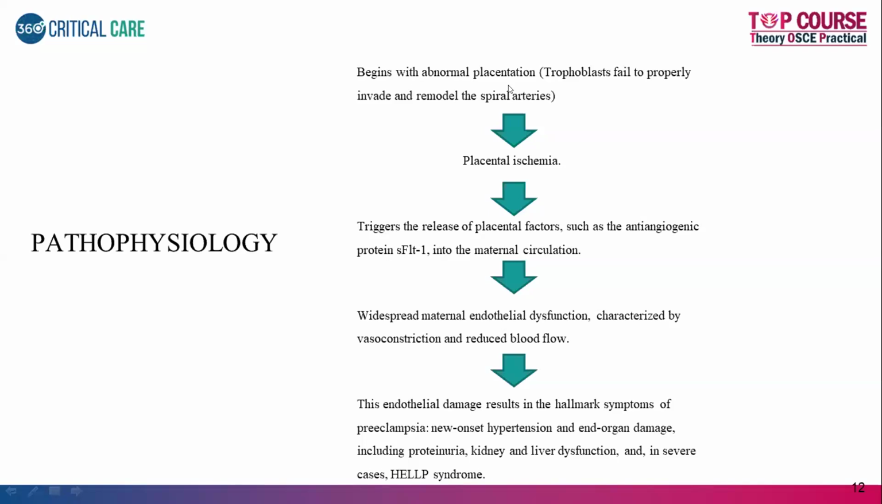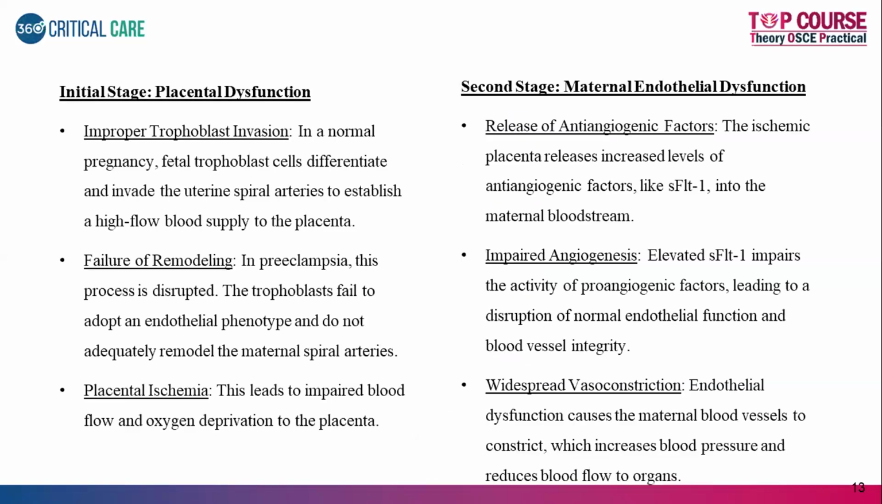Okay, so please mention abnormal placentation, placental ischemia, release of anti-angiogenic proteins, which leads to endothelial dysfunction. What happens if there is an endothelial dysfunction? Vasoconstriction. So vasoconstriction causes hypertension. Vasoconstriction in other organs causes AKI or liver dysfunction or any other thing, and the reduced blood flow, right? So this is the pathophysiology.